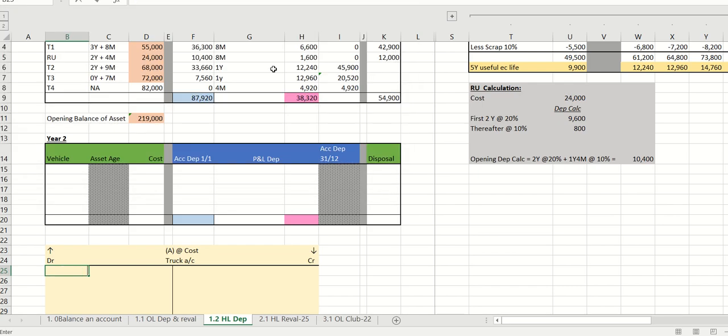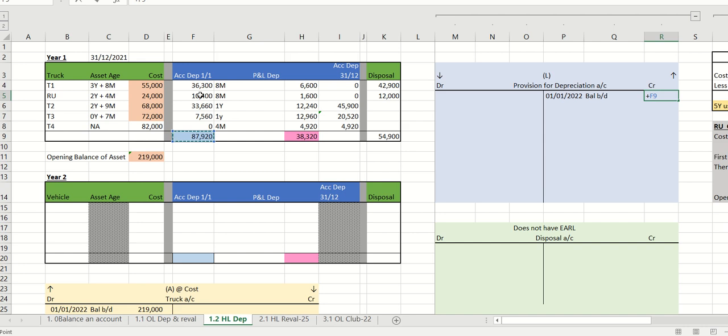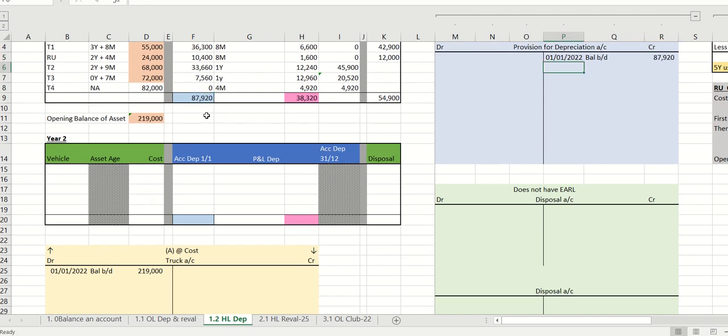So the first of the first, 22, balance BD. Remember, it's all the vehicles except vehicle 4. So 219,000: truck 1, the RU, truck 2, truck 3. Do not include truck 4 because you didn't have it at the start of the year. So that's our opening balance there, and the same for the provision for depreciation, bringing it from our table, for all the things that we calculated up to the 1st of the 1st, 2022.